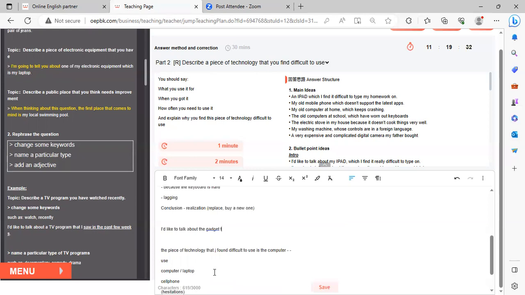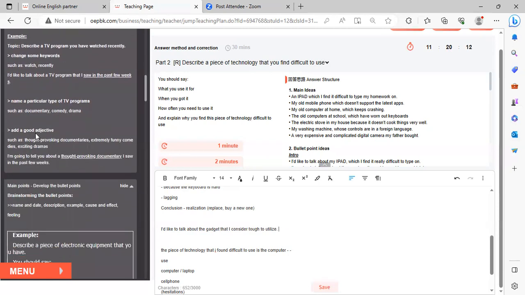That I find. Think of a different word that I consider difficult to use, difficult, tough to use, serve, utilize. All right, can you read this for me? I'd like to talk about the gadget that I consider tough to utilize. Yes. So that's one way of rephrasing. It's kind of difficult, but it needs practice.